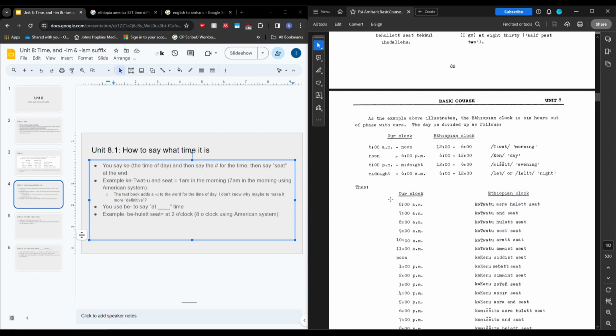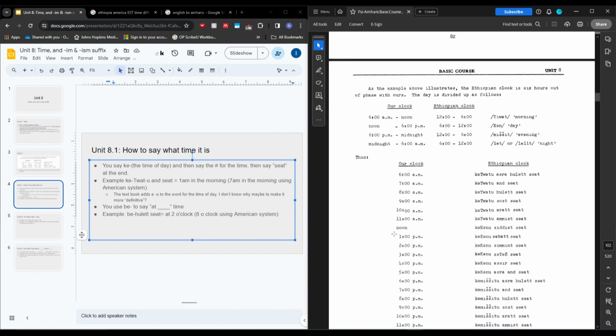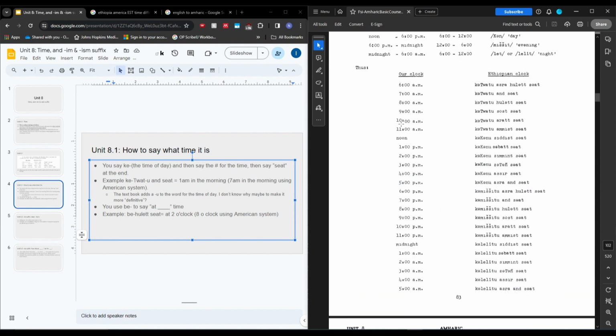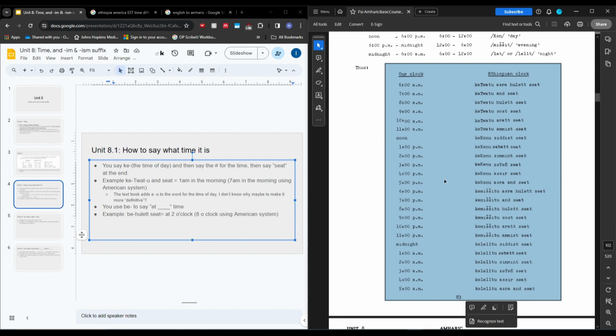Looking at some of the examples, our clock is 6 a.m., so we would add just 6 to that, 12 a.m. basically, and that'll be ke tawatu, so at the morning time. Asr hulat 12 sa'at, so at 12 a.m. Let's pick 2 p.m., right? We know that we're going to add 6 to this. Ke enu, so during the day. Simint is 8, like 8 a.m. in the day kind of thing. It's basically our 2 p.m., and that's telling you the clock time. So they're kind of confusing, but you can keep going on with these and get more practice with it.